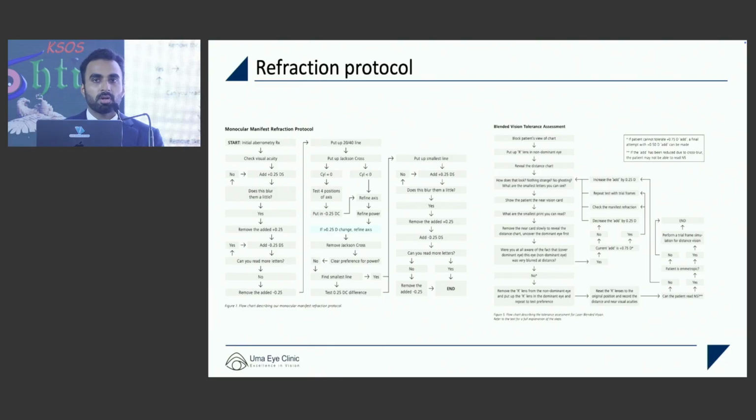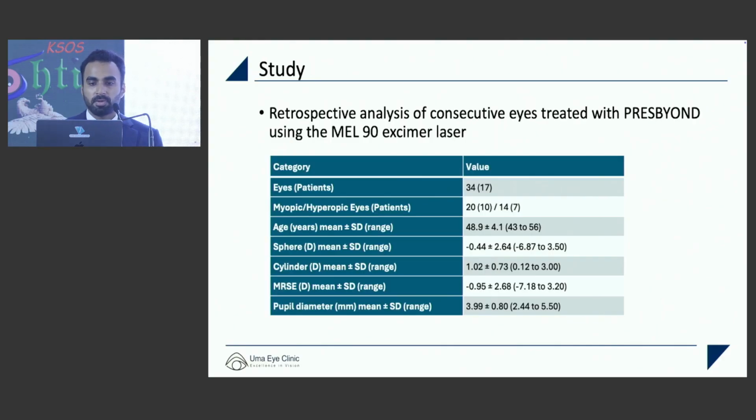The refraction protocol is very, very important in Presbyon. There's a very strict protocol to follow, where the patient has to see which is the dominant eye and which is the non-dominant eye. You have to keep pushing for maximum spherical acceptance in plus and maximum cylinder. So we want to get all the cylinder out of there. And we do the Presbyon trial and we see whether they're accepting the plus 1.5 in the non-dominant eye. This is the most important part of Presbyon.